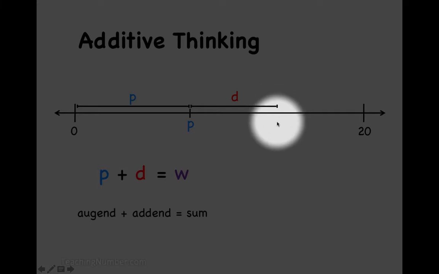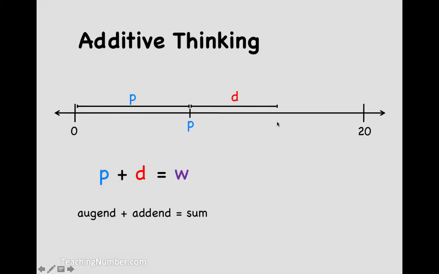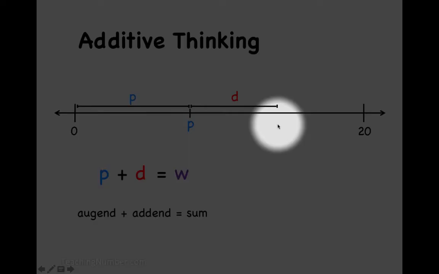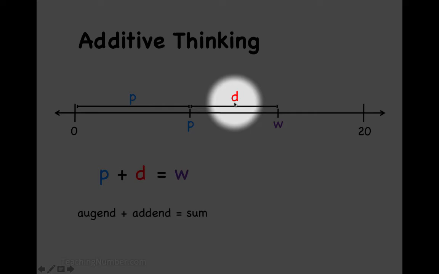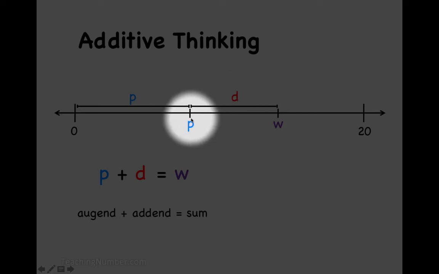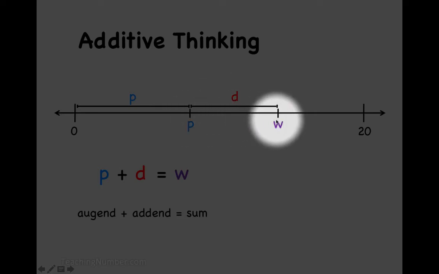What would this number be? This is a little trickier, so pause the video for a minute and think about it. If you're working with someone, talk about it. This number would be W. Did you think that this number was going to be D? Well, actually, D, the different part, cannot be read from the number line.